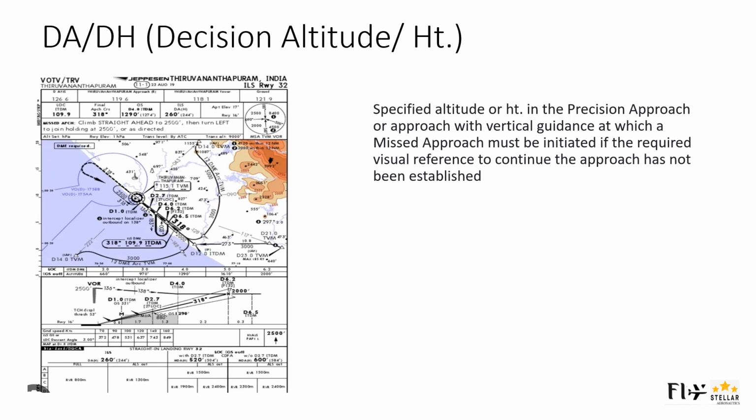So what you need to remember is that DA is decision altitude, which is for a precision approach, whereas MDA is minimum descent altitude, which is for a non-precision approach. And this is a chart, Jeppesen chart of Thiruvananthapuram, India, ILS runway 32, where you can see that the decision altitude is 260 feet and decision height is 244 feet. Similarly, for all ILS charts, the DA/DH is mentioned in the briefing strip.